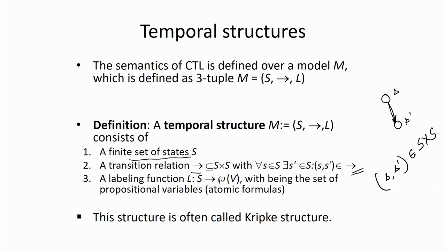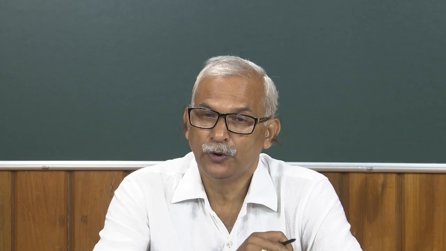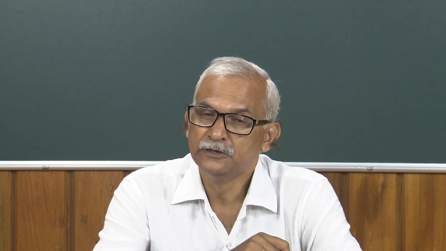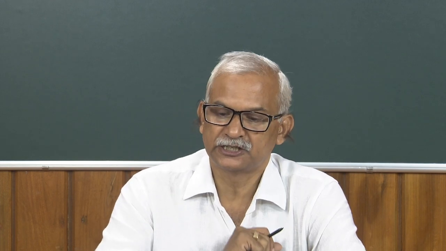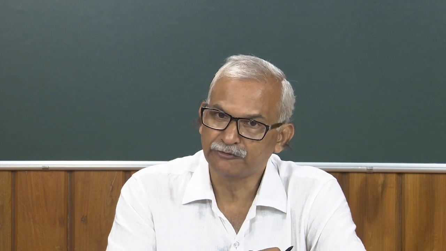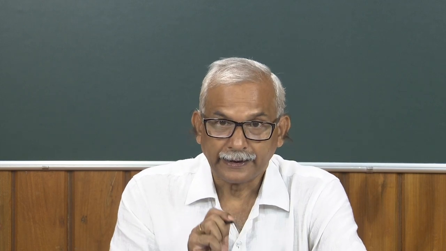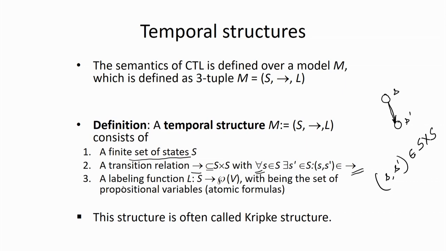And the basic emphasis is given with this particular symbol for all states. So, basically for all states there must be a next state. That means, from every state we have an outgoing transition. If we do not have the outgoing transition, then this is not a valid CTL structure or temporal structure for defining a CTL formula. And along with that, we have a labeling function which is given as L.